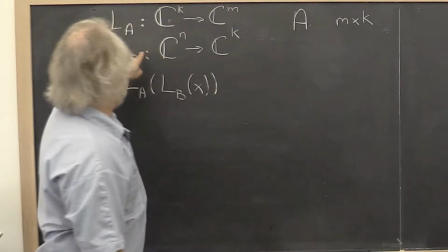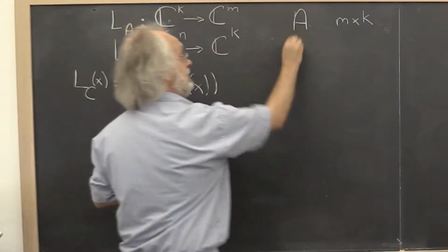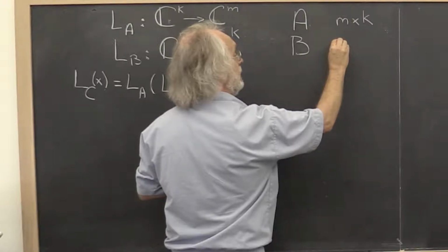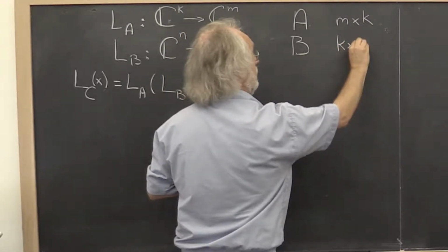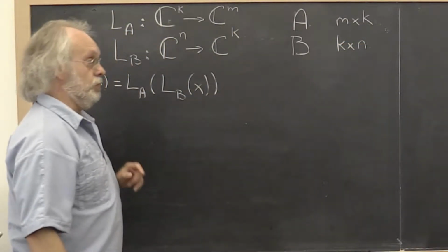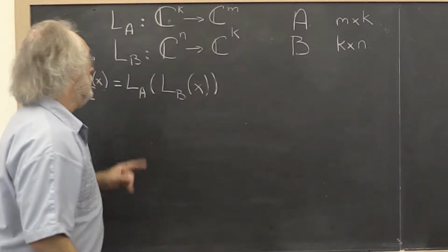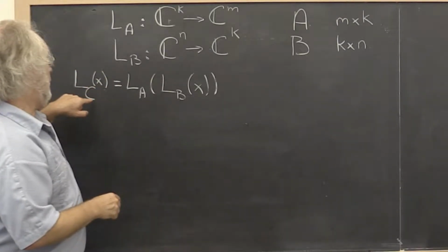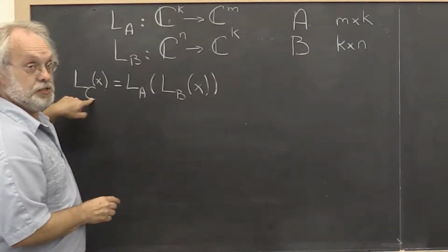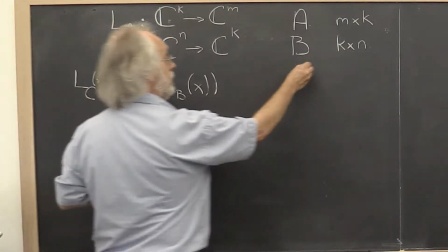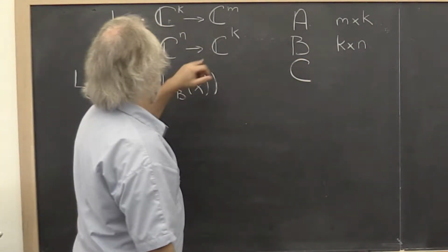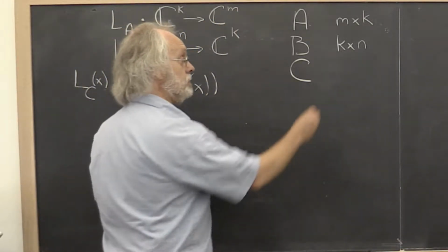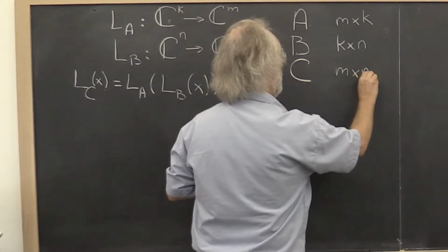Okay. And then we can have a matrix B that can be represented by a k by n two-dimensional array matrix. And notice then that there should be a matrix that represents LC, let's call it C. That takes as input a vector of size n, and that gives as output a vector of size m, so it would be an m by n matrix.